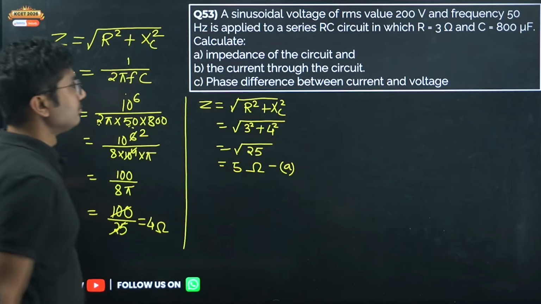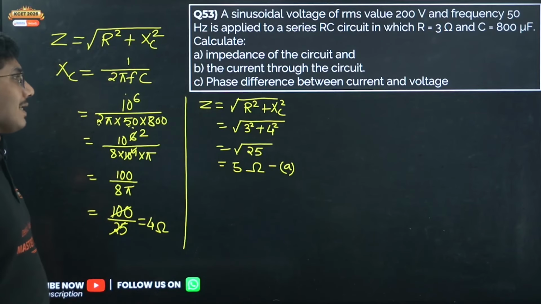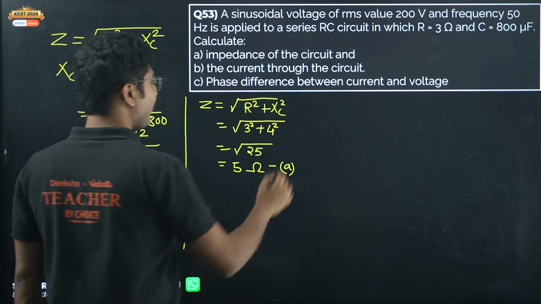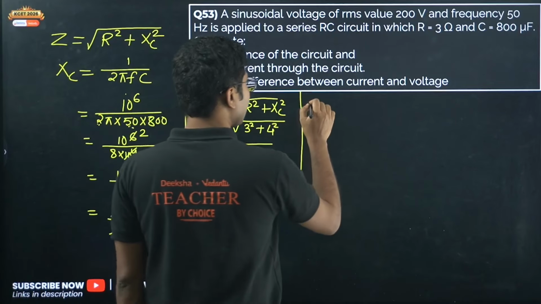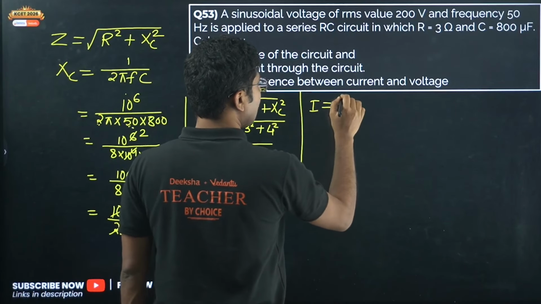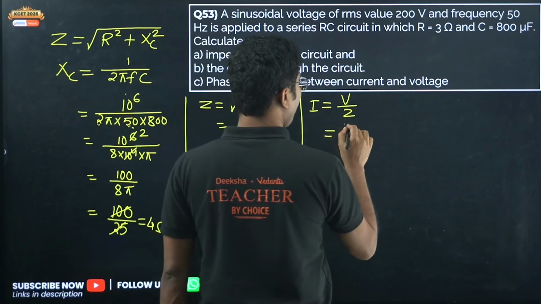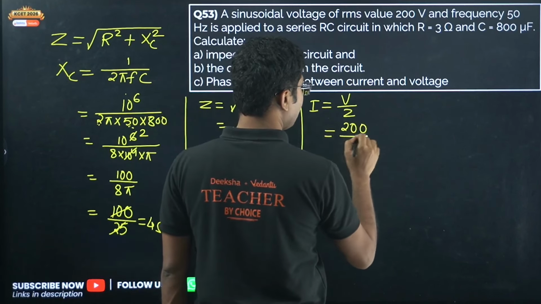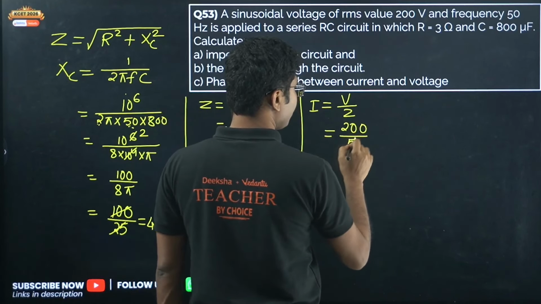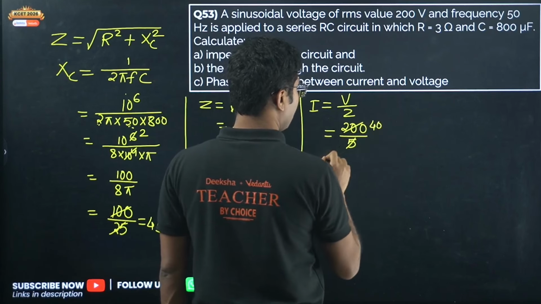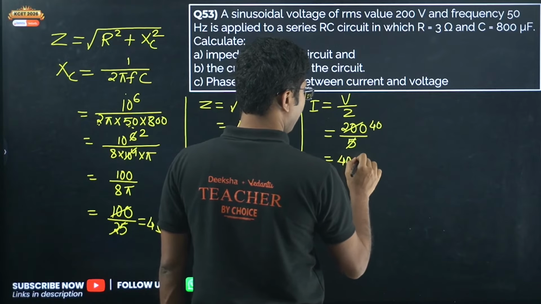This is part A. Next, the current through the circuit. Next step is to find the current through the circuit. How to find the current? Current is basically voltage divided by impedance. Voltage here is 200 and impedance we have calculated 5. So it will be 40 ampere. So current in this case is 40 ampere.